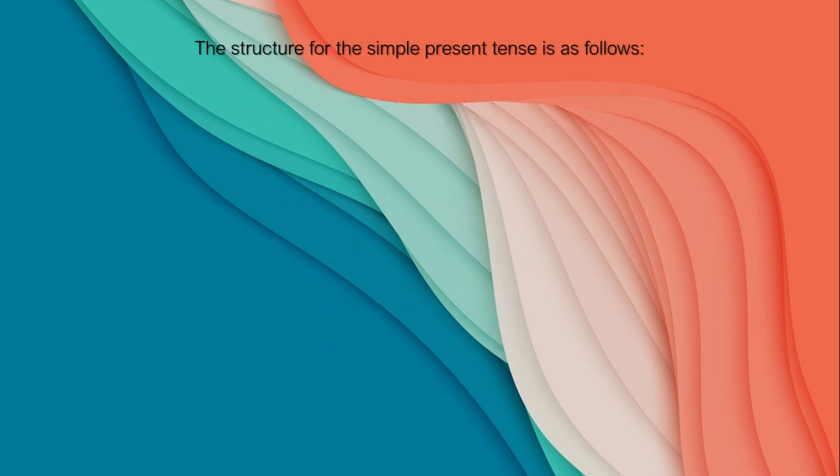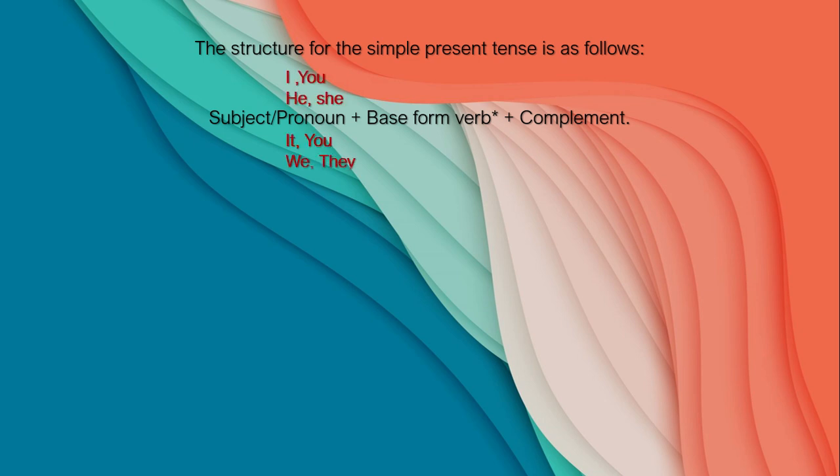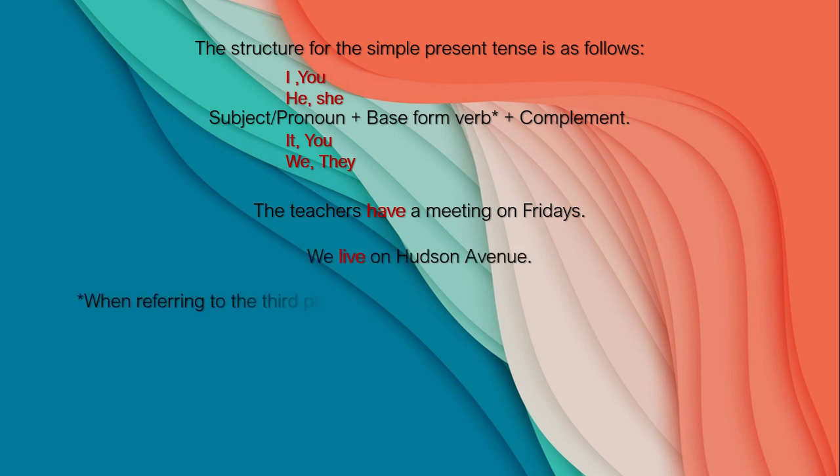The structure for the simple present tense is as follows. We are going to have a subject or pronoun, a base form verb, and a complement. Our pronouns are going to be I, you, he, she, it, you, we, and they. The teachers have a meeting on Fridays. We live on Hudson Avenue.